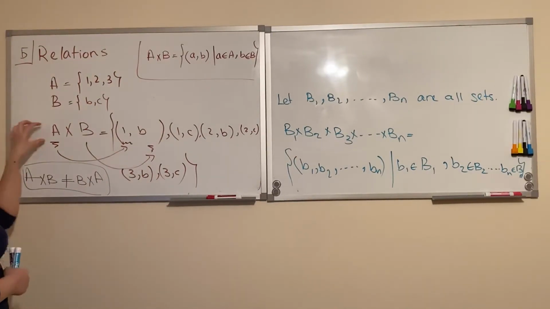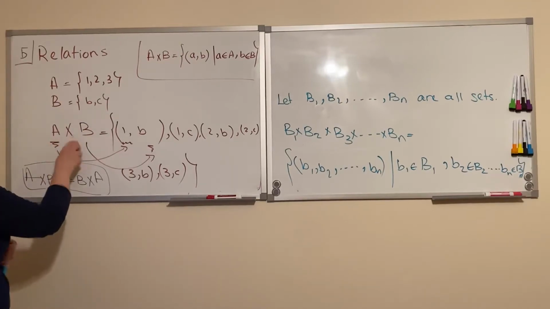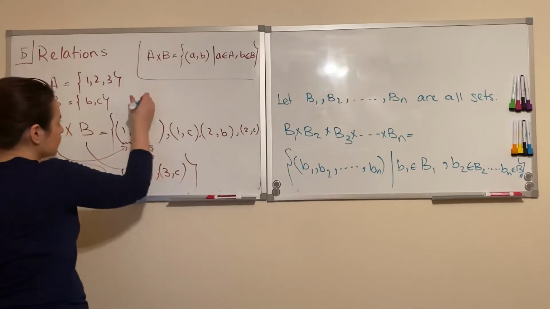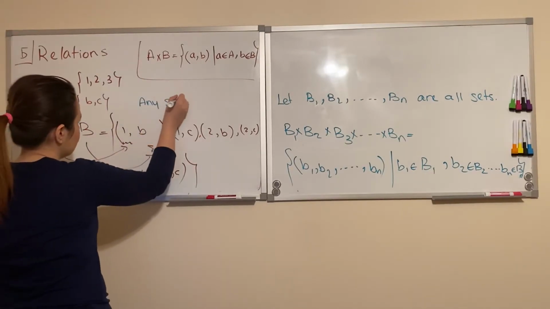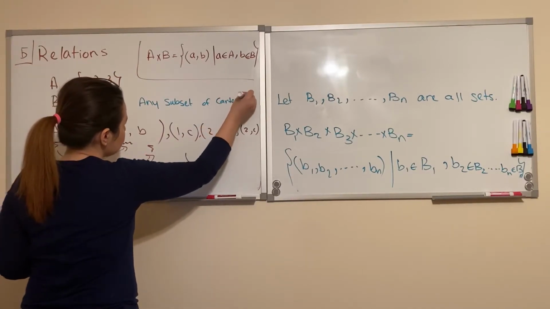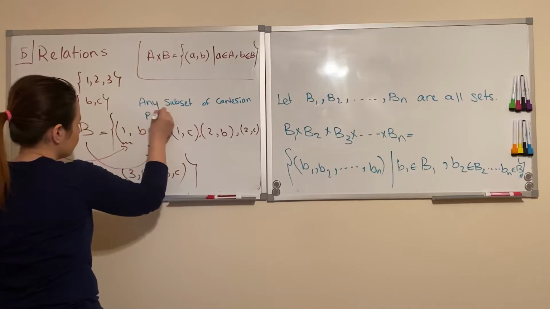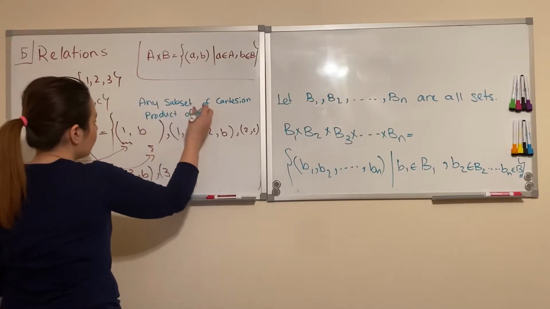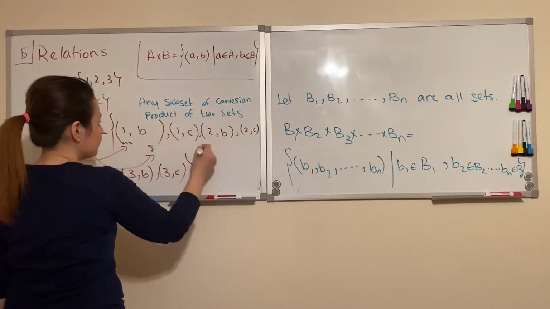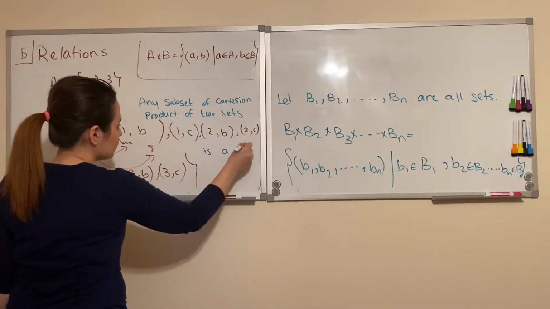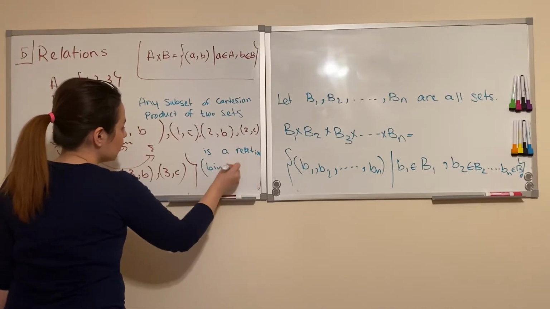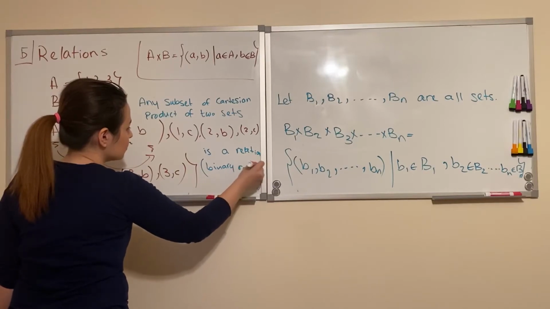So here, going back to this, we call them binary relations. Any subset of the Cartesian product of 2 sets is a relation. Actually, it is a binary relation because I have 2 sets.